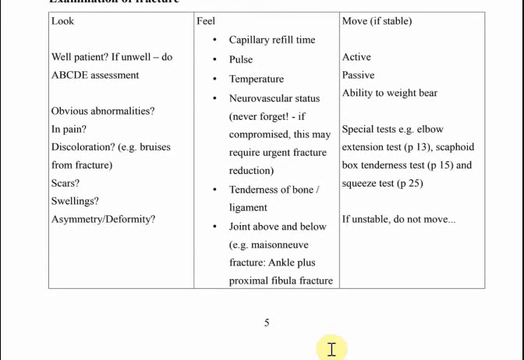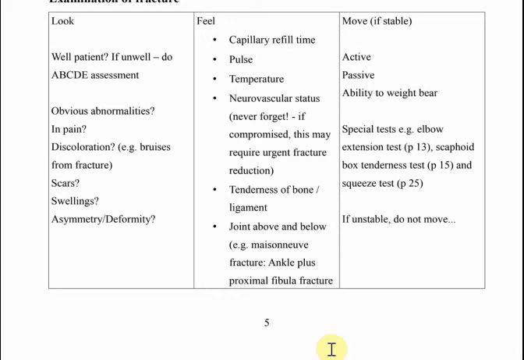And finally, ask the patient to do some movement. So that's active movement. For example, if it's the knee, do some knee flexion, extension. Perform passive movement. So in other words, you doing the movement for them. Is the patient able to weight bear? Do a few steps for them. And finally, perform special tests if required. For example, if it's the wrist bone, feel for any scaphoid tenderness.